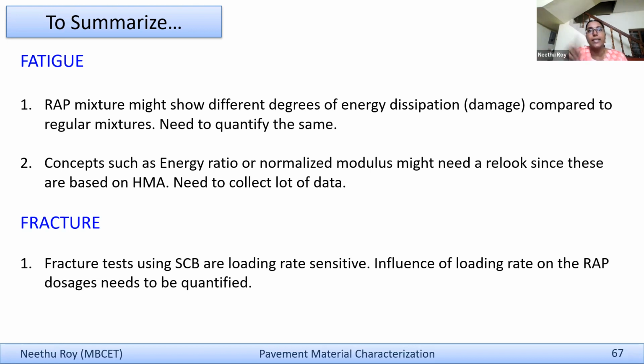And fracture tests like SCB are loading sensitive. As I said, it has to be applied at a particular loading rate. Then the influence of loading rate on RAP mixtures is to be investigated again, because the loading rate for HMA has been devised based on a lot of experimental studies and field data.